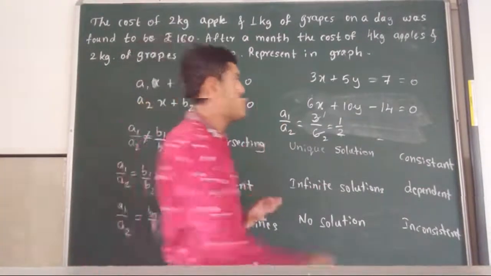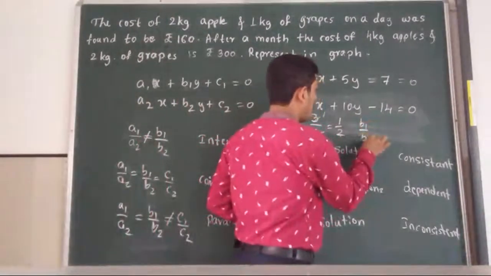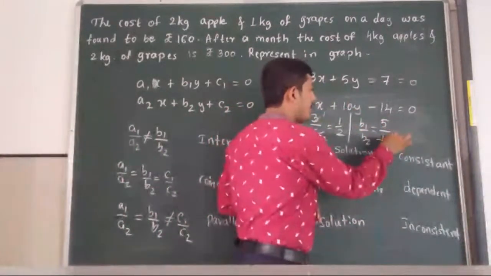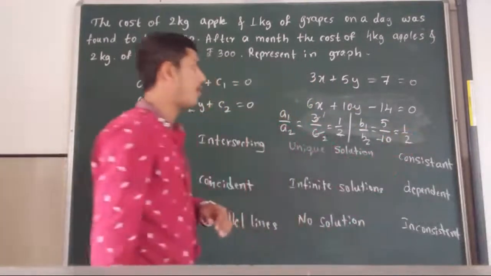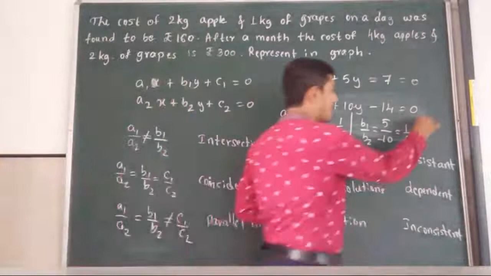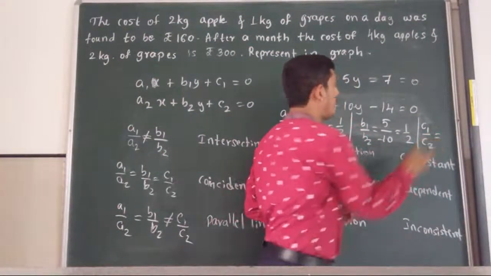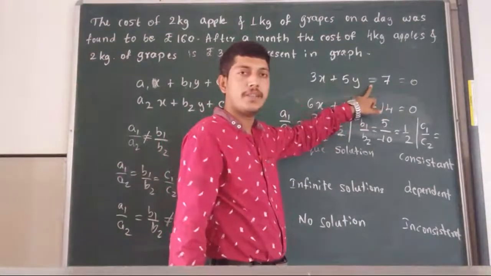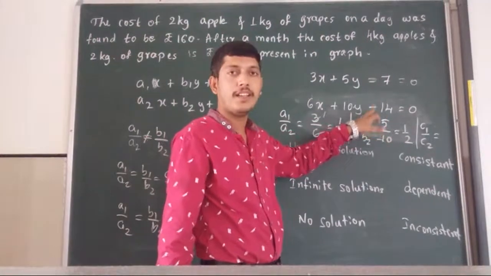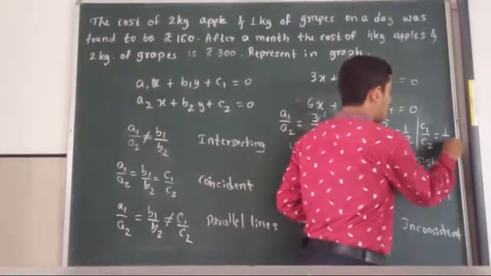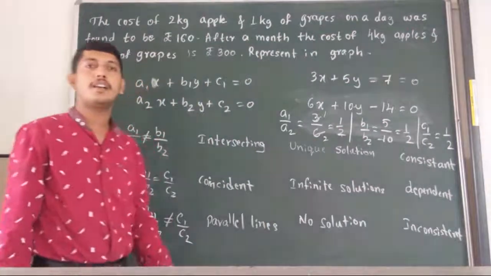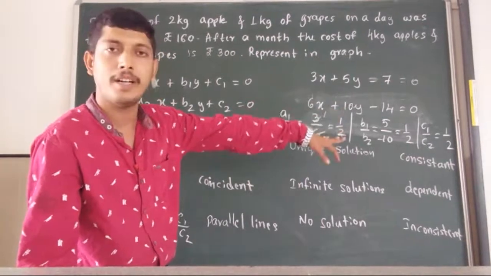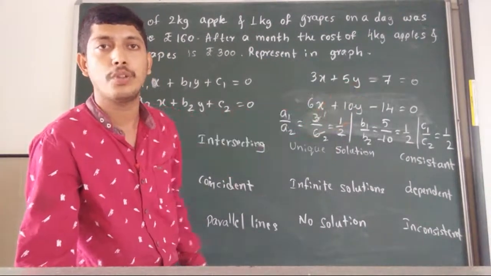Then the second, B1 by B2. B1 value is 5 and B2 value is 10. Then it becomes 1 by 2. Similarly, I will consider C1 by C2. C1 is minus 7, along with the sign we have to consider, and C2 is minus 14. The minus signs cancel, so again we got the ratio 1 by 2. A1 by A2 is 1 by 2, B1 by B2 is 1 by 2, and C1 by C2 is also equal to 1 by 2.